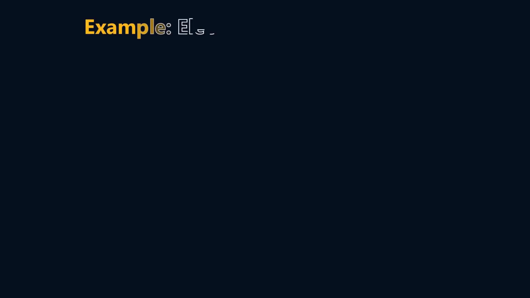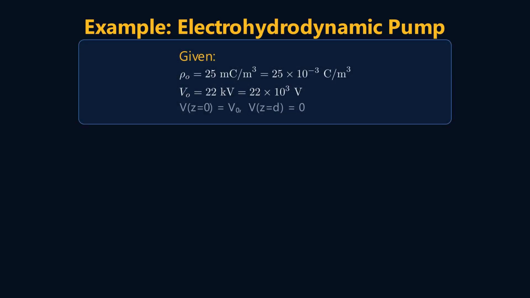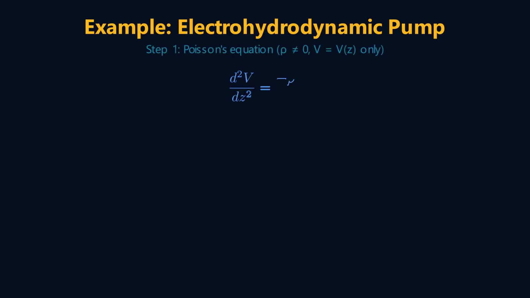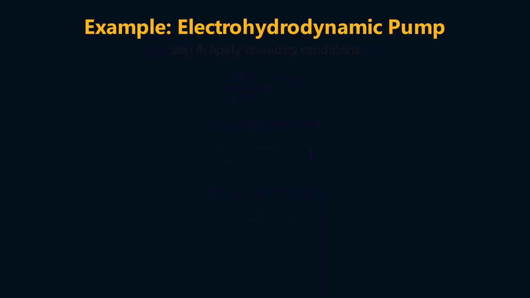Let's work through example 6.1 from Sadiku. An electrohydrodynamic pump has two parallel electrodes separated by distance d. The region between them contains a uniform charge density ρO. The left electrode is at voltage VO and the right electrode at 0 volts. Find the pressure of the pump. Given values, ρO equals 25 millicoulombs per cubic meter. VO equals 22 kilovolts.